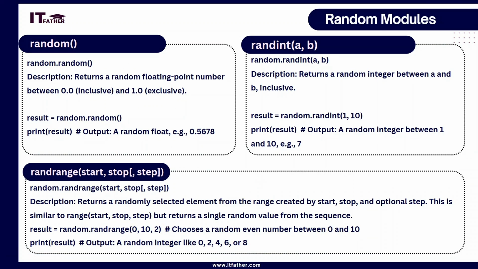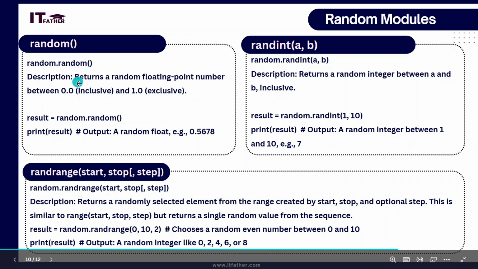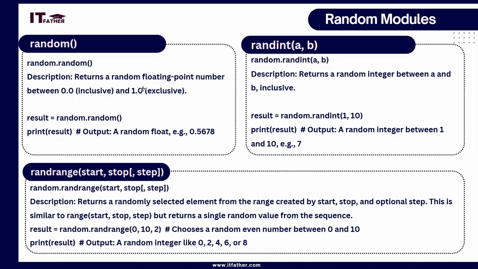Next we have the random module, a very important and very interesting module of Python. The random module provides three random methods which are used to generate random numbers. The first function we have is random, which returns a random floating point number between 0.0 and 1.0, right? 0.0 is inclusive and 1.0 is exclusive, not included. So it will always display a number less than 1.0.